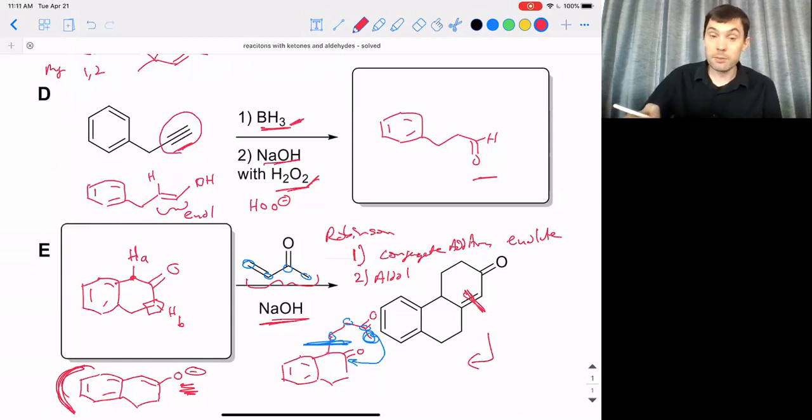All right, so with that, that sums up a number of reactions here from the ketones and aldehydes section.